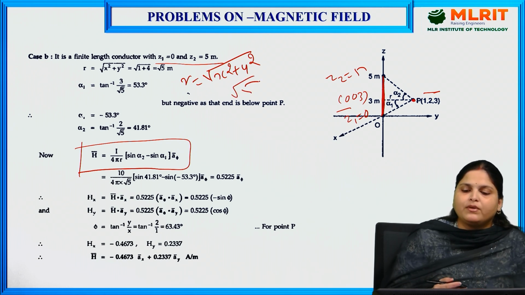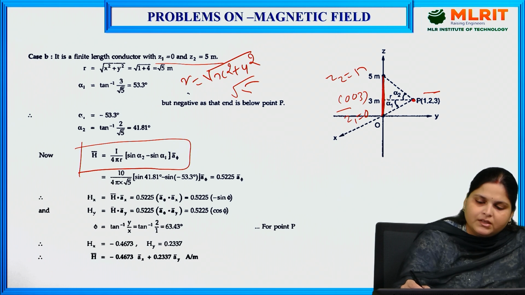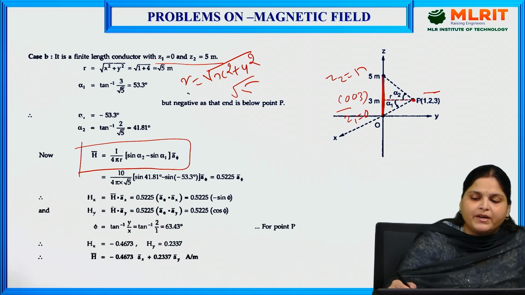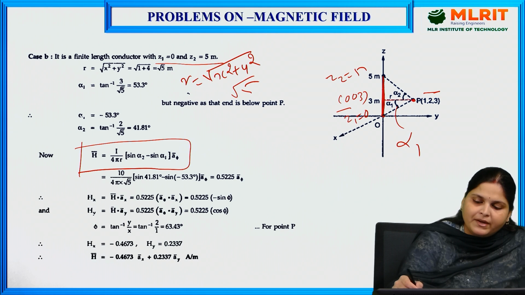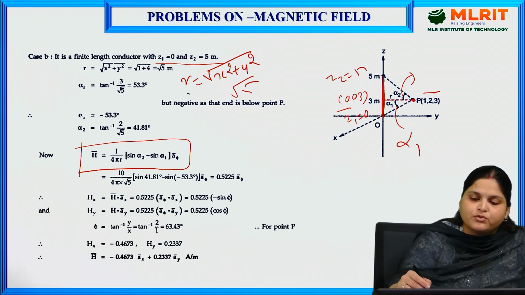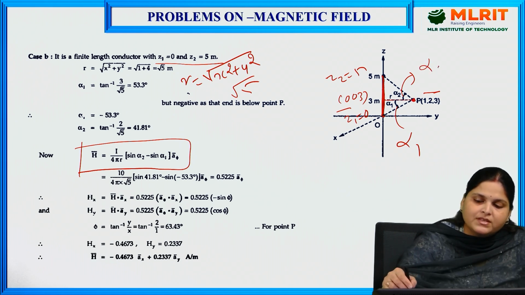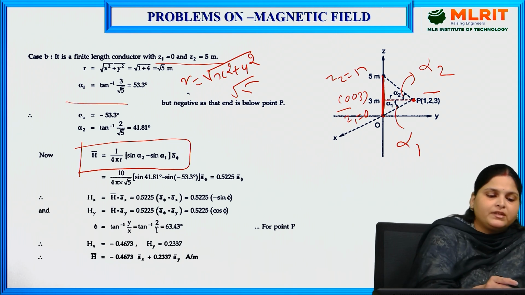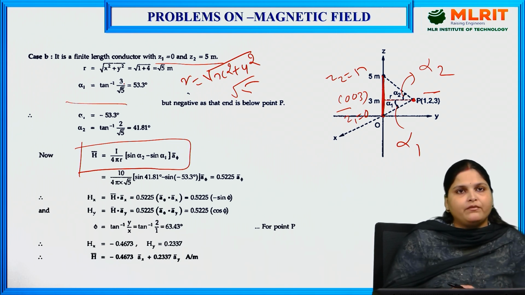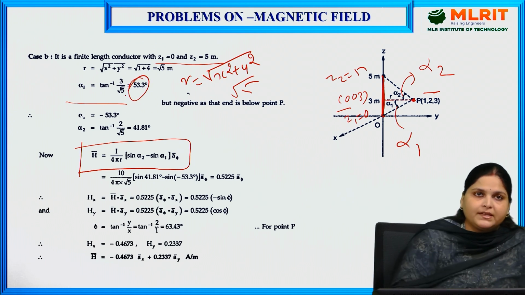Now how do we calculate alpha 1 and alpha 2? The angle between the perpendicular drawn from point P to the filament and the line joining P and this point O is alpha 1. Similarly, the angle between the perpendicular and the line joining filament point 2 and P is alpha 2. So to find alpha 1 and alpha 2, we can use the formula of tan. So tan inverse of 3 upon root 5, and we will get 53.3 here.